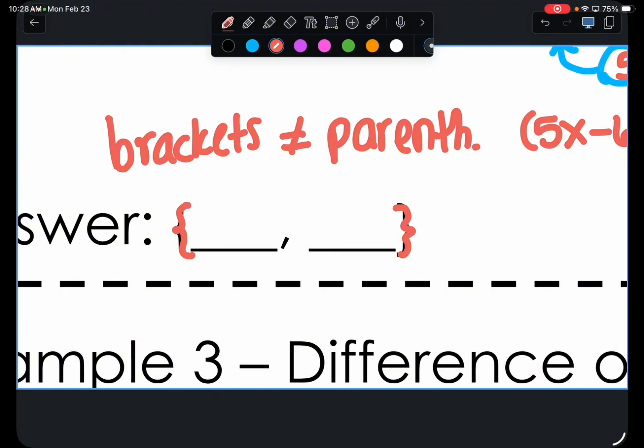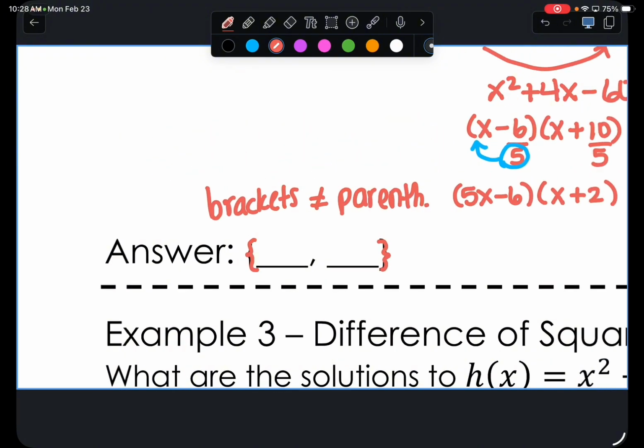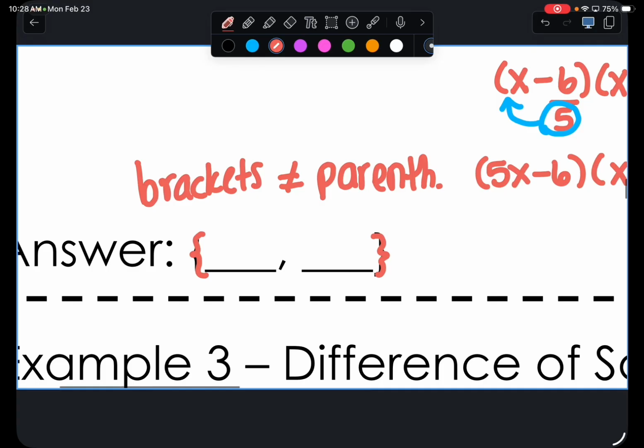For brackets, they want the solution set. It's asking for the solution set. So if it asks for the solution set, they want just the 6 over 5 and the -2. This does not represent an ordered pair. This is not a point on the graph. These are the set of x-intercepts.